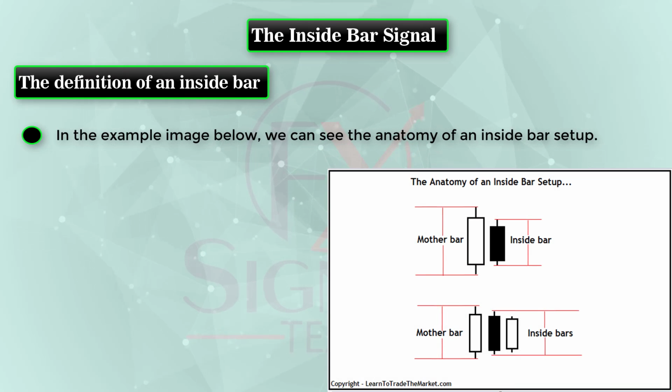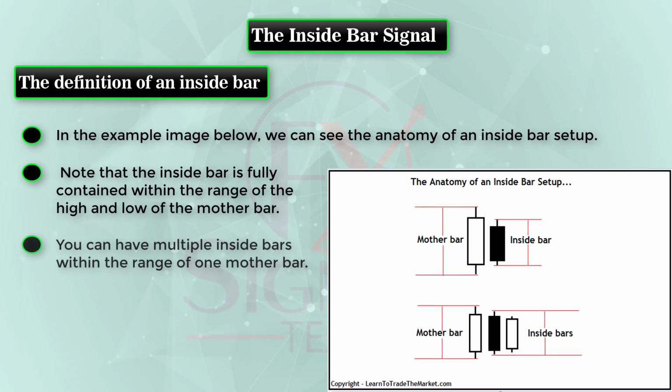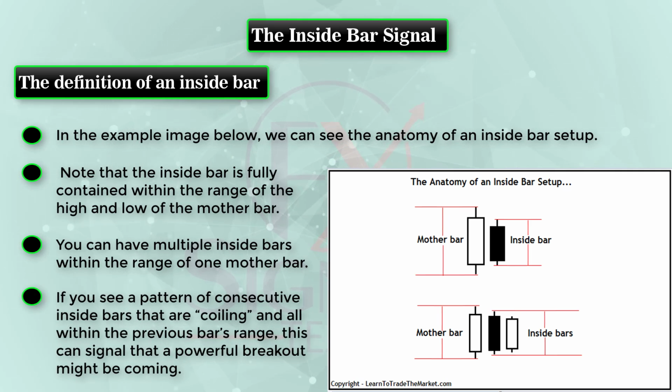In the example image below, we can see the anatomy of an inside bar setup. Note that the inside bar is fully contained within the range of the high and low of the mother bar. You can have multiple inside bars within the range of one mother bar. If you see a pattern of consecutive inside bars that are coiling, and all within the previous bar's range, this can signal that a powerful breakout might be coming.